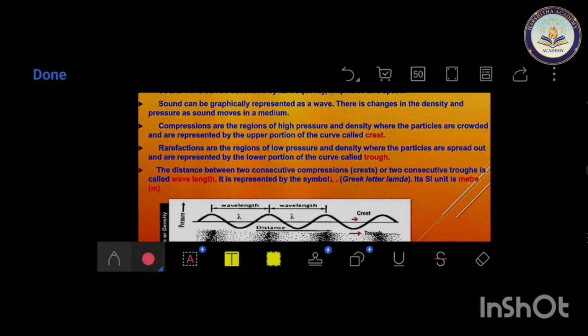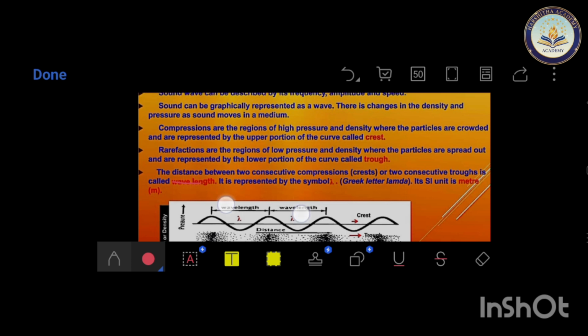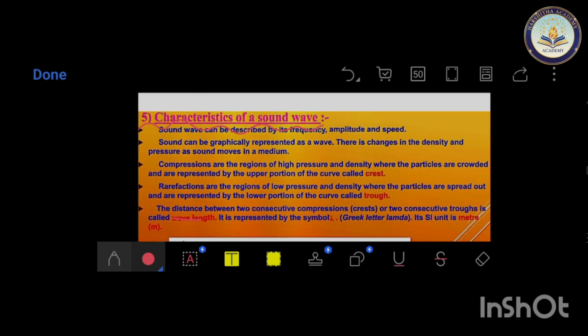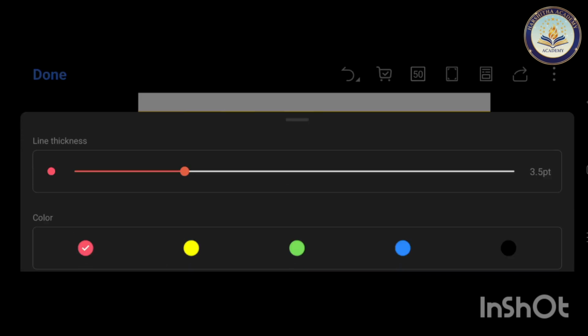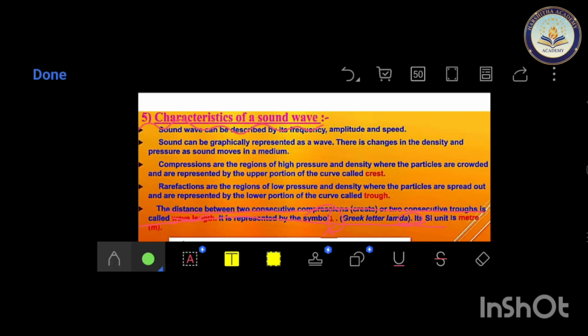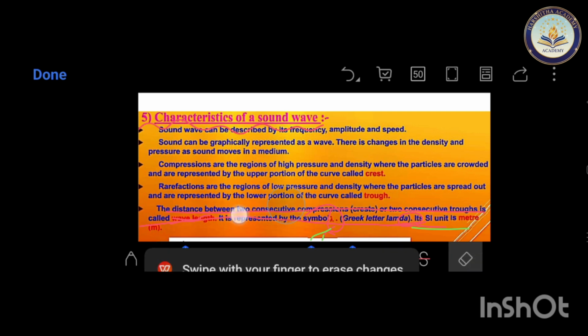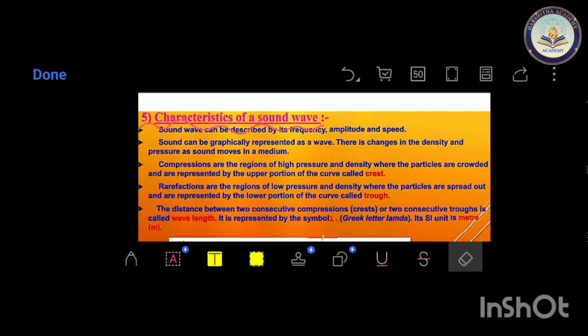Okay guys, we're going to go for amplitude and wavelength. These are some characteristics of sound, and it is important to know them. So let's get started. What is wavelength? The distance between two consecutive compressions or two consecutive troughs is called wavelength. It is represented by the Greek letter lambda, and the SI unit is the meter.